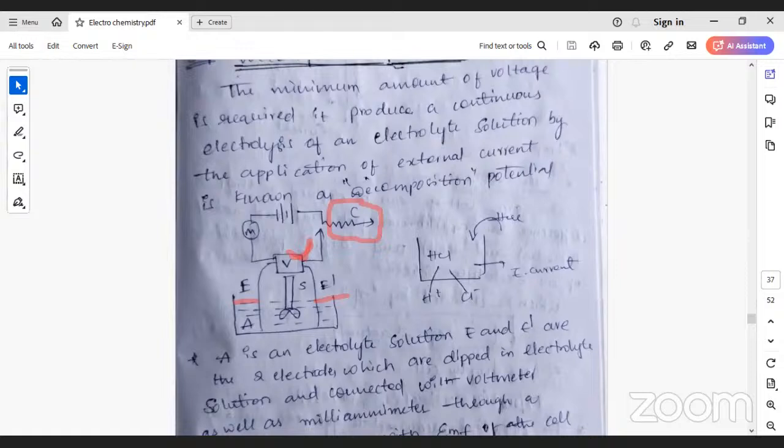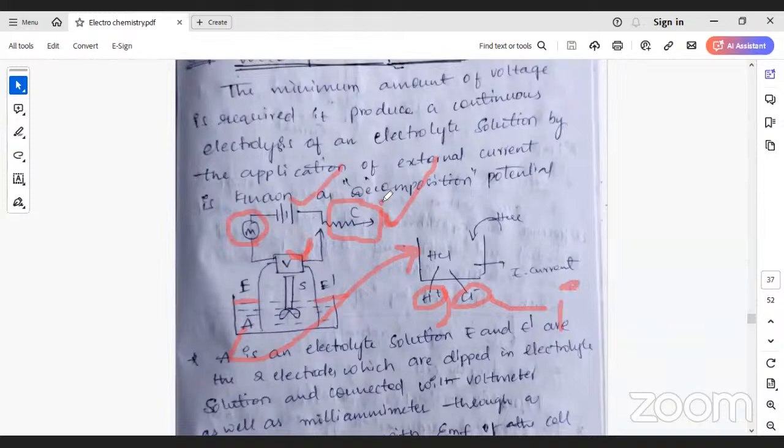For example, this A is considered as HCl, which will be converted to H plus and Cl minus. This takes place upon addition or variation of voltage. Once the voltage is applied, the electrolysis process is done, converting it to ions. This produces electrical current, which will be measured in the milliammeter and stored in the battery.